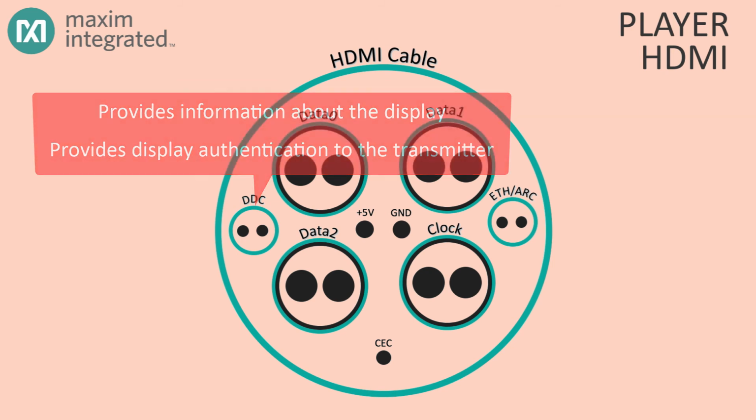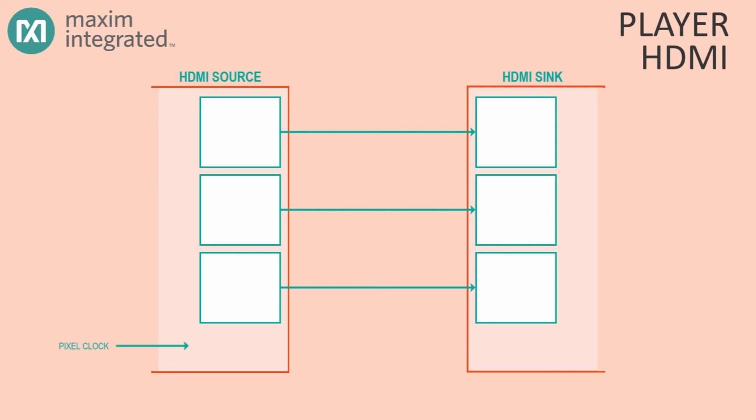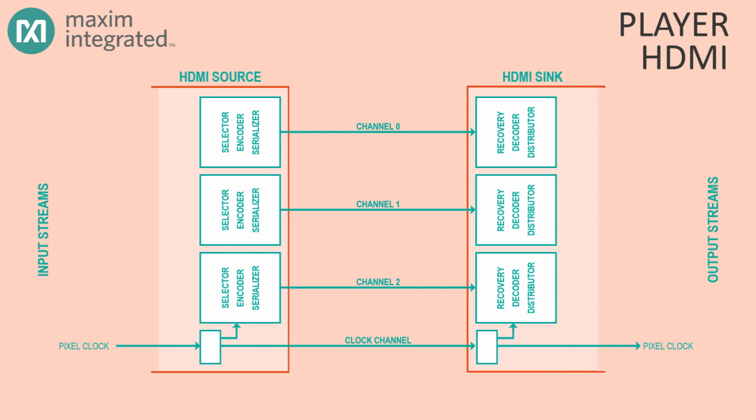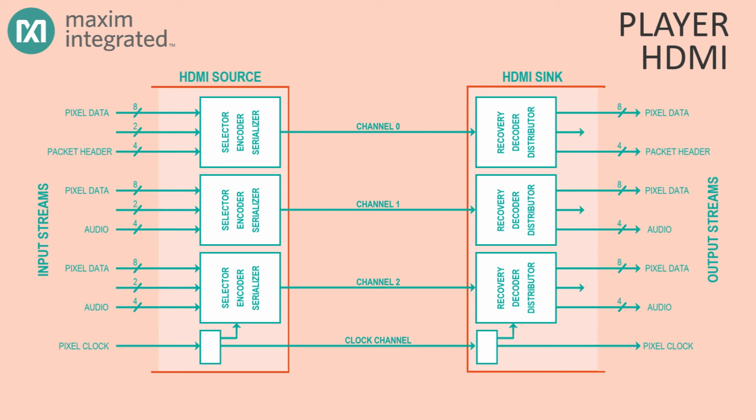Like CSI2 and OLDI, HDMI uses a set of data lanes plus a separate clock to convey the video data. In HDMI, there are 3 lanes. They're called channels in the HDMI literature, and each channel carries 10 bits per pixel clock. Now, those 30 bits could carry 24 bits of video data, or 12 bits of auxiliary data, like an audio stream, or 2 bits of control information, like the horizontal and vertical synchronization signals.